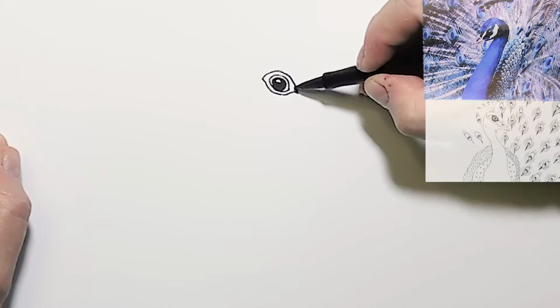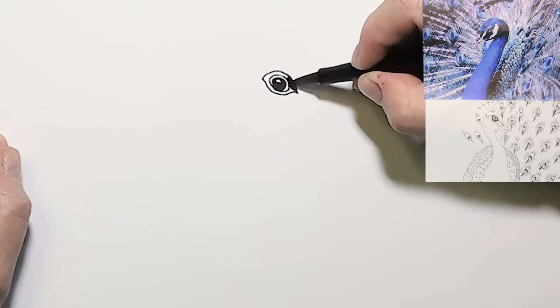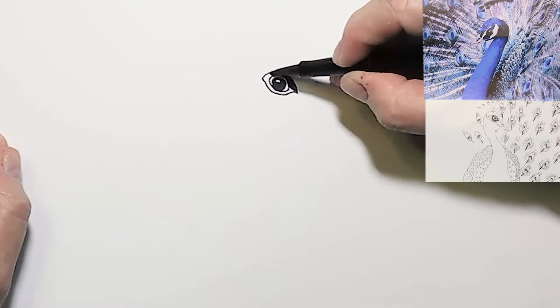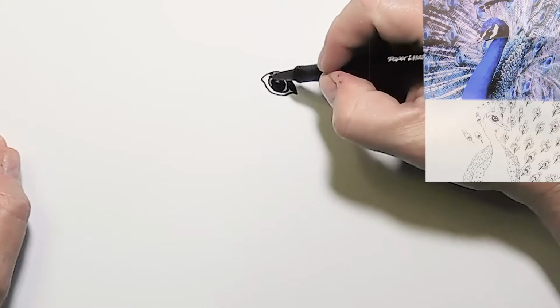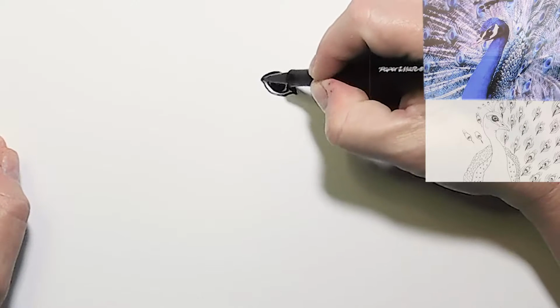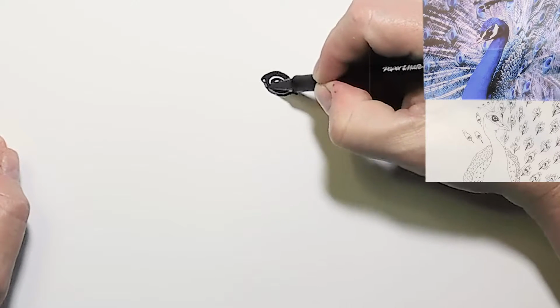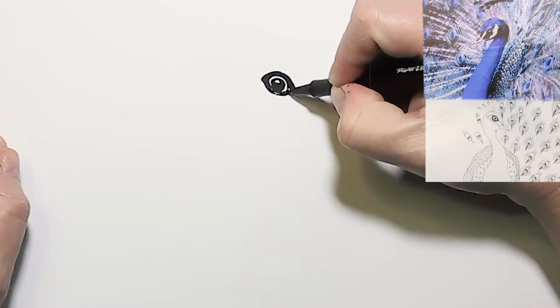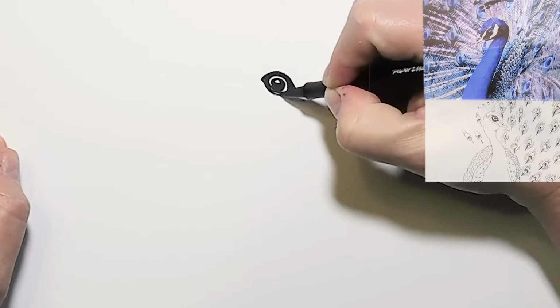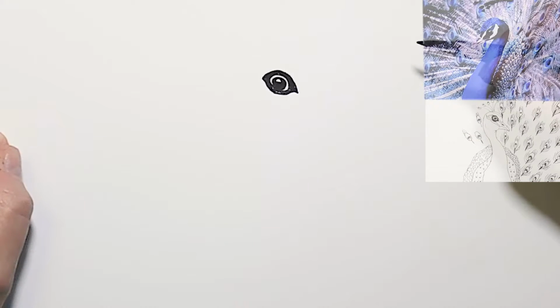And to make it look a little more real, I'm going to color this in. I'm using a black felt tip marker. The ones I like are by Paper Mate. You can use a Sharpie if you have the fine points. These are great because they don't smear. All right, so there's my eye.